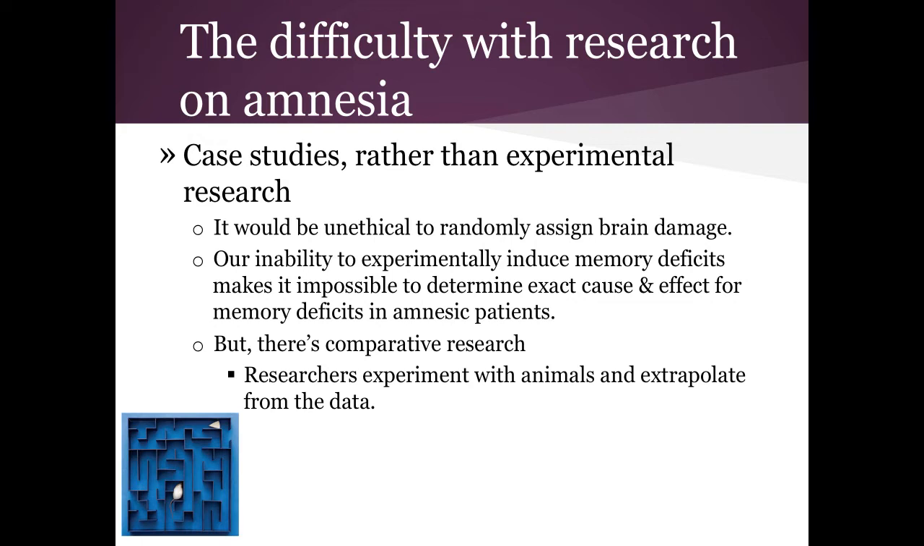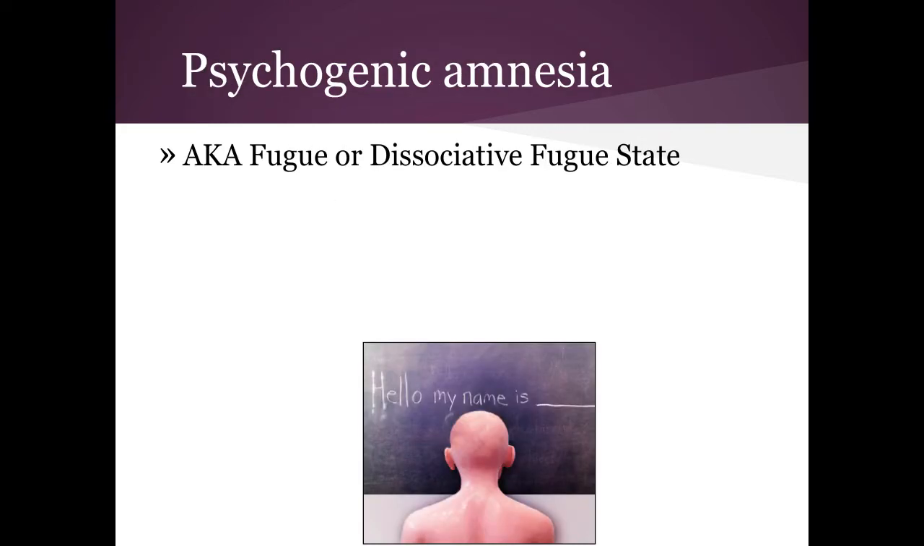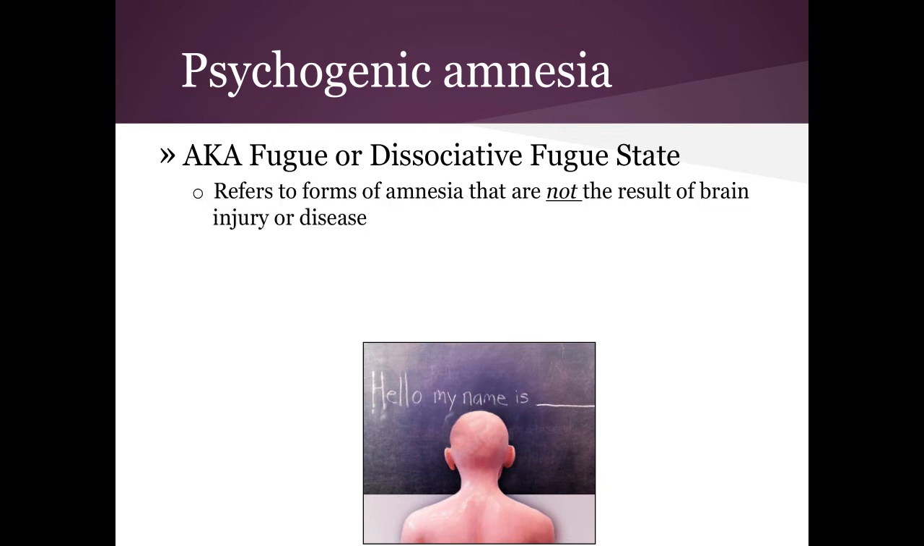So today we're going to talk through a variety of different types of memory disorders. The first one I want to do is talk about psychogenic amnesia. So starting with psychogenic amnesia, this has also been referred to as fugue or dissociative fugue state. This is a special case of amnesia where the memory deficits are not a result of brain injury or disease.